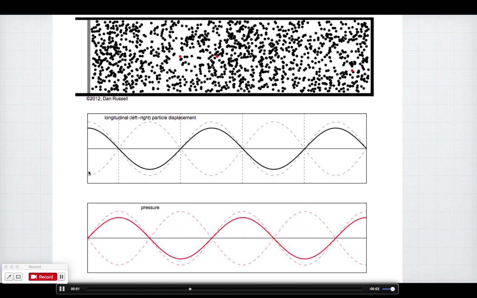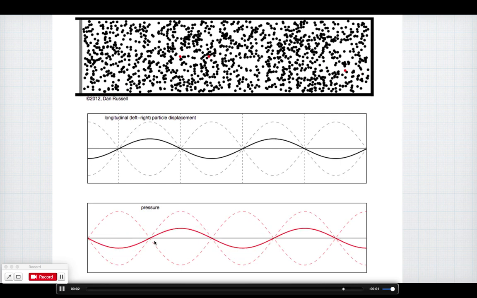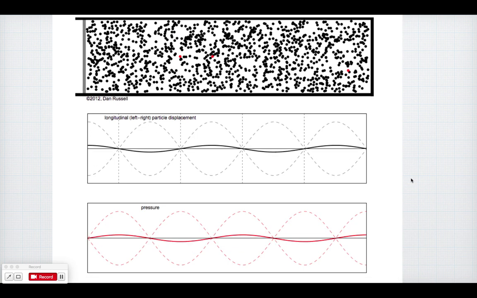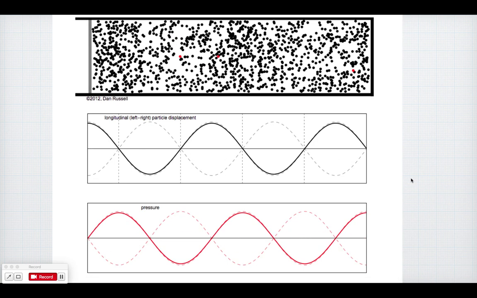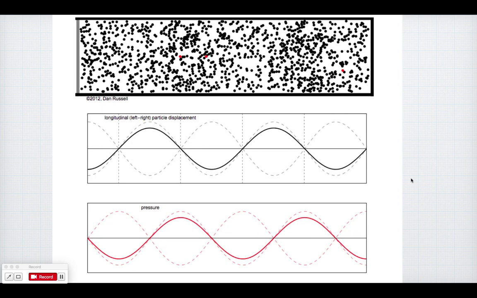Now, notice that these are the same, just flipped. Same rules apply. If you think about pressure, or you think about displacement, the same thing happens at the end. So we're going to go forward with pressure, and we should be okay.